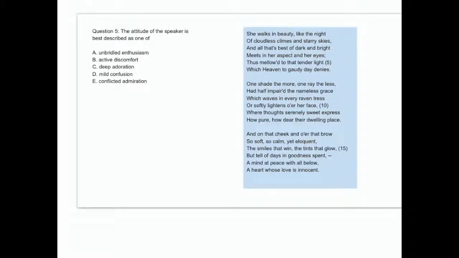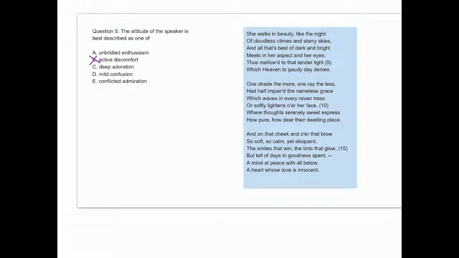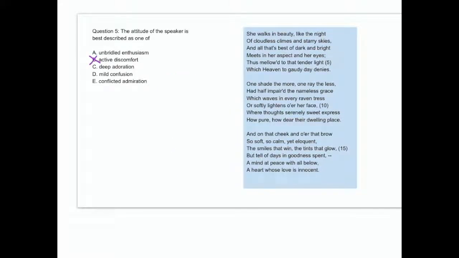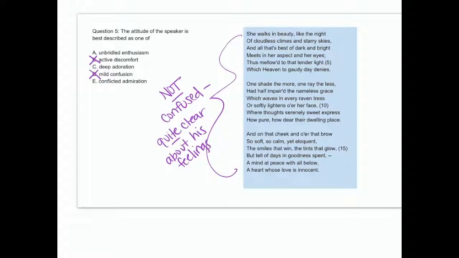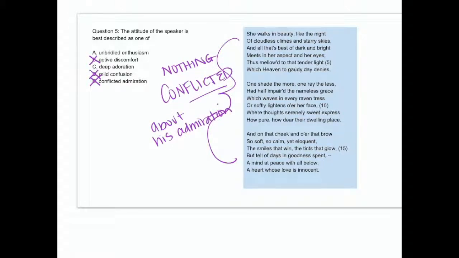Question 5. The attitude of the speaker is best described as one of what? This is a question that is really asking about tone, which, as you remember, has to do with the attitude of the speaker and or the author. We can quickly eliminate B, active discomfort, because the speaker certainly doesn't seem to be in discomfort. His focus is all on the woman rather than himself, and everything he says is positive. We can also get rid of D, mild confusion, as he is not confused about anything. The only thing he's talking about is the woman, and he is quite clear about the way he thinks of her. And for the same reason, E, conflicted admiration, can go because there's nothing conflicted about his admiration. He wholeheartedly admires this woman.